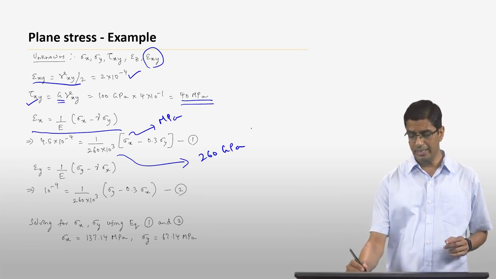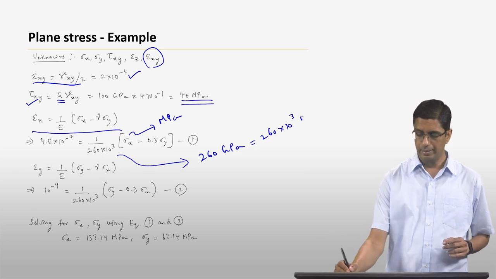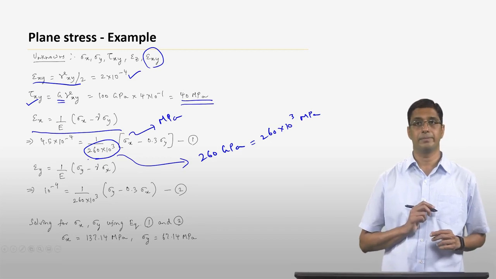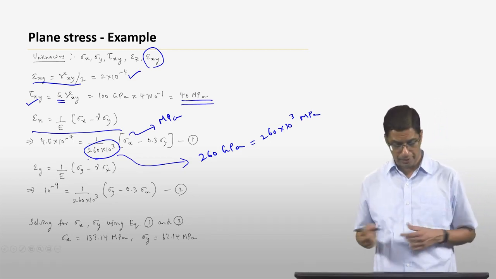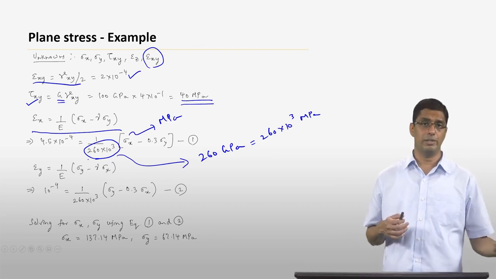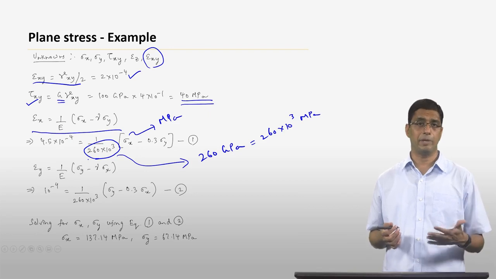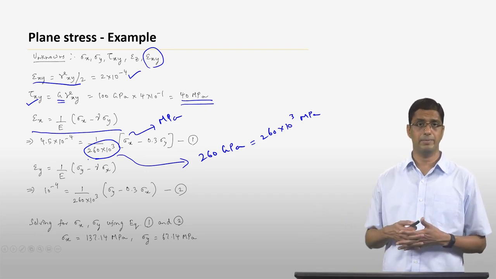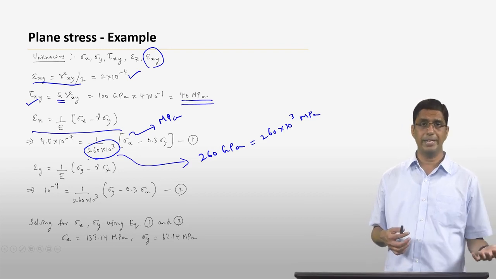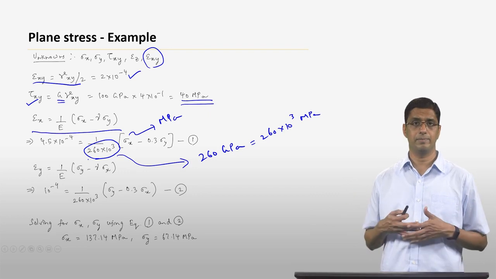So 260 GPa is nothing but 260 times 10 to the 3 MPa. That is why I have the 10 to the 3 factor there. So I use that particular value of E, and similarly, I can also write the expression for epsilon y. Epsilon y is going to be 1 over E times sigma y minus nu times sigma x. And epsilon y is given, which is equal to 10 to the minus 4. You know E, and again the 2 unknowns are sigma y and sigma x, right?